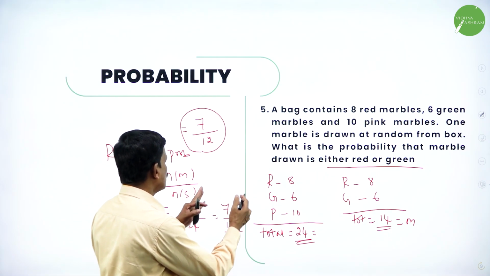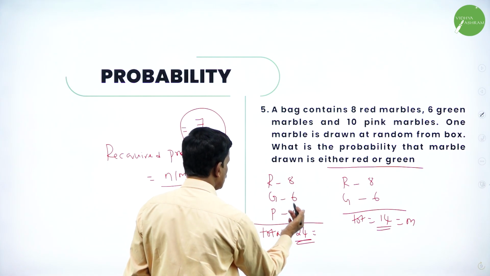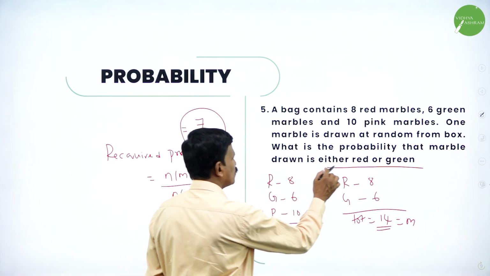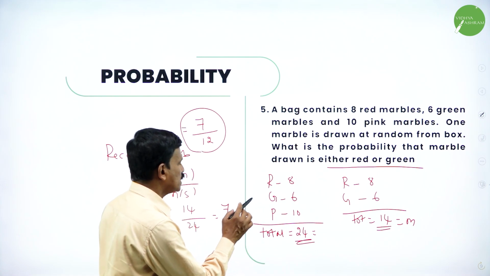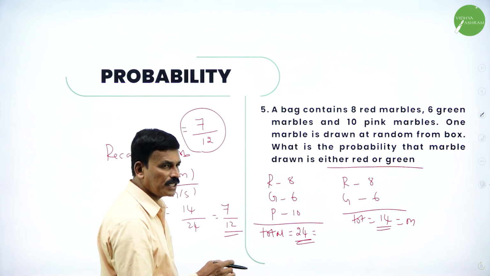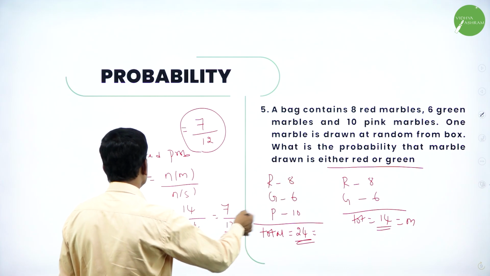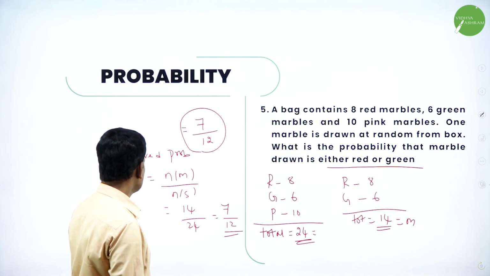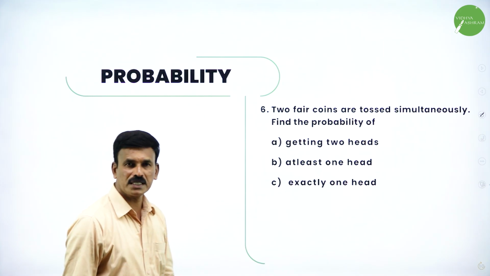So a bag contains 24 marbles, that is 8 red, 6 green and 10 pink, out of which a marble is drawn which is either red or green. So that is 8 and 6, add this, 14. Therefore, the probability of getting either red or green is n of M divided by n of S, that is 14 divided by 24, that's equal to 7 by 12. Now move on to the next problem.